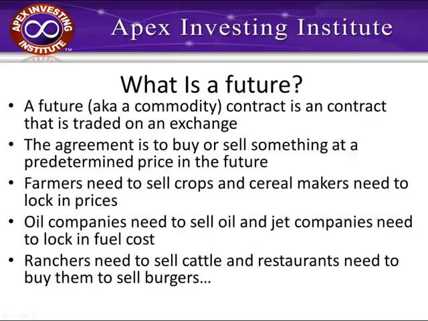All right, so what is a future? Well, a future is a contract on a commodity. And a commodity is really something you can drop on your foot. That's really what a commodity is. So, if you think about a gold bar, you can drop that on your foot. An index really isn't a commodity.